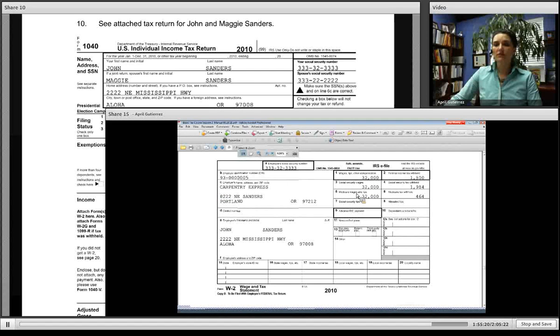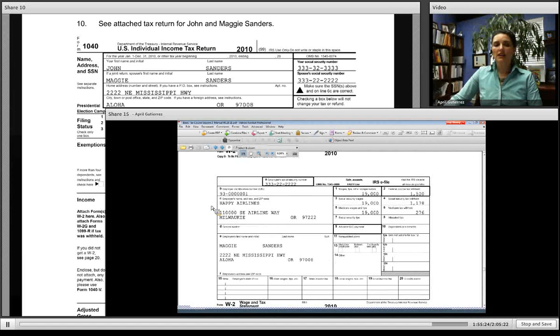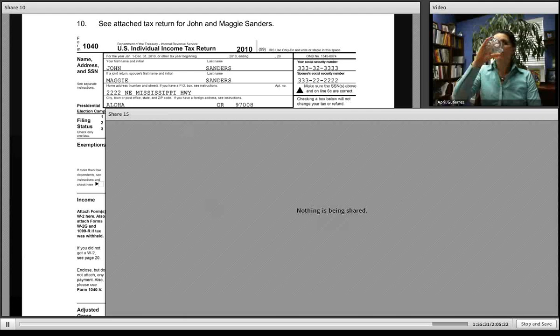Here are their 2 W-2s. We have one for Carpentry Express in the amount of $32,000. We have a second one made out from Happy Airlines to Maggie for $19,000. So let's prepare their tax return.